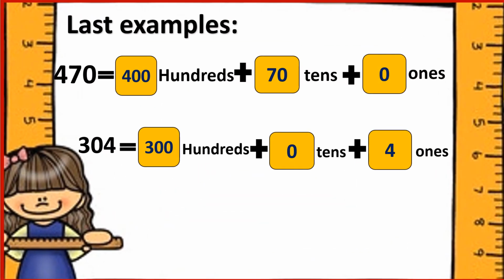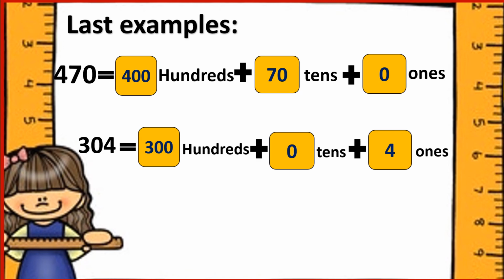Let's see the final example. So children, here is a 3-digit number. Can you read out what's the number? 470. Good. So if we split 470, 4 is in the 100 place. So the number would be 400. 7 is in the tens place. So it would become 70. And 0 is in the ones place. So it would be 0. And let's see the next number.